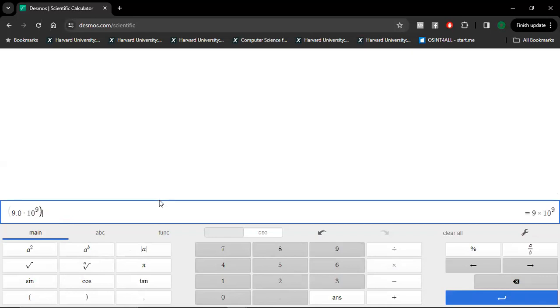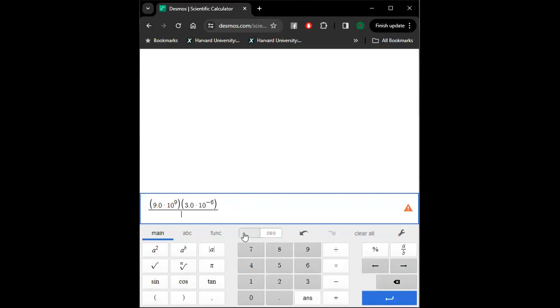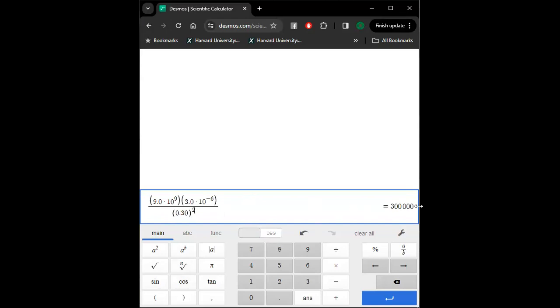9.0 times 10 to the 9 is our value of k, and then that's going to be multiplied by 3.0 times 10 to the negative 6. Then all you have to do is highlight it all to divide it by 0.3, which is our radius, squared. So your final answer should be 300,000 newtons per coulomb. I'll switch back to the whiteboard one second.